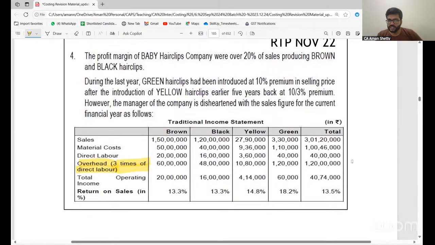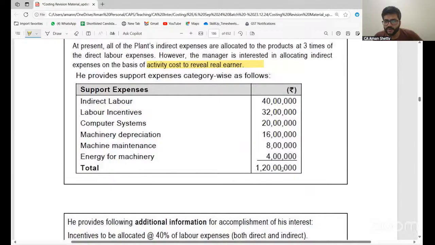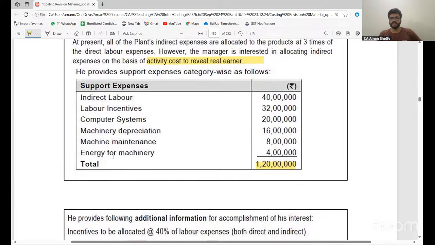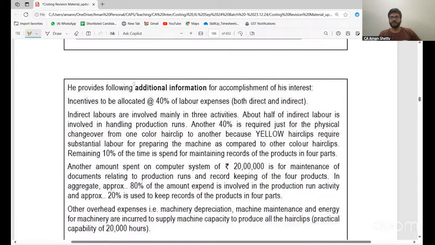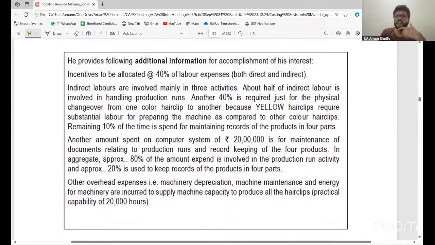So look at this. Total overheads is 1.2 crores, right? Total overheads here also 1.2 crores. Understood? However, the cost breakup is given for each of these activities, right? He provides the following additional information for accomplishment of his interest. Incentives to be allocated at 40% of labor expenses, both direct and indirect.